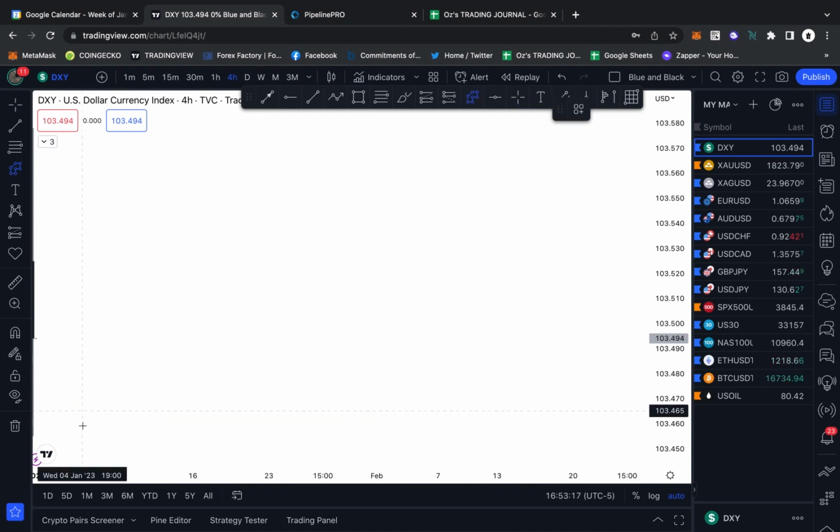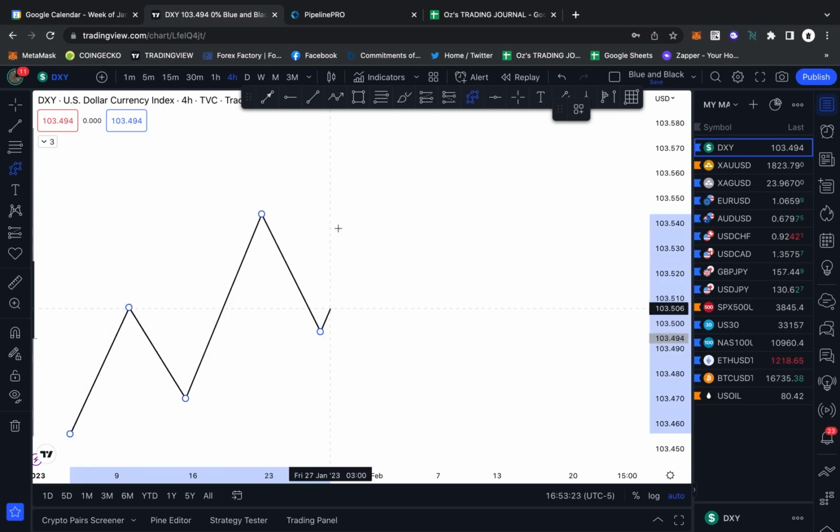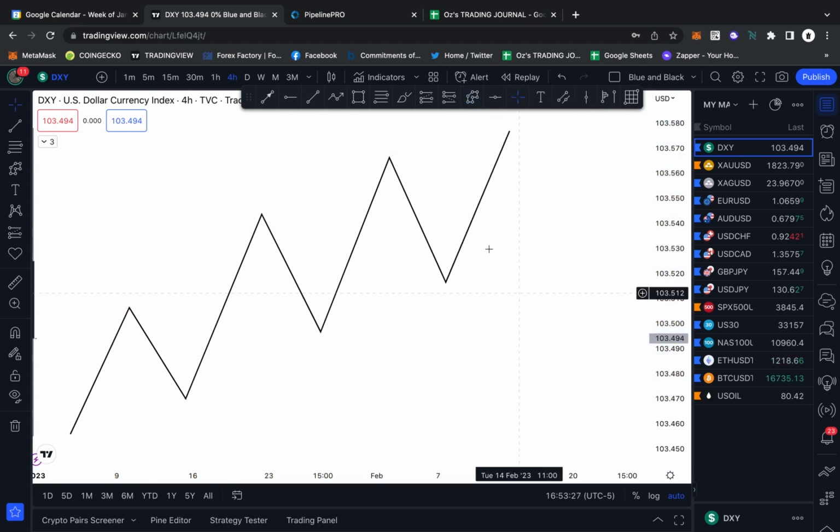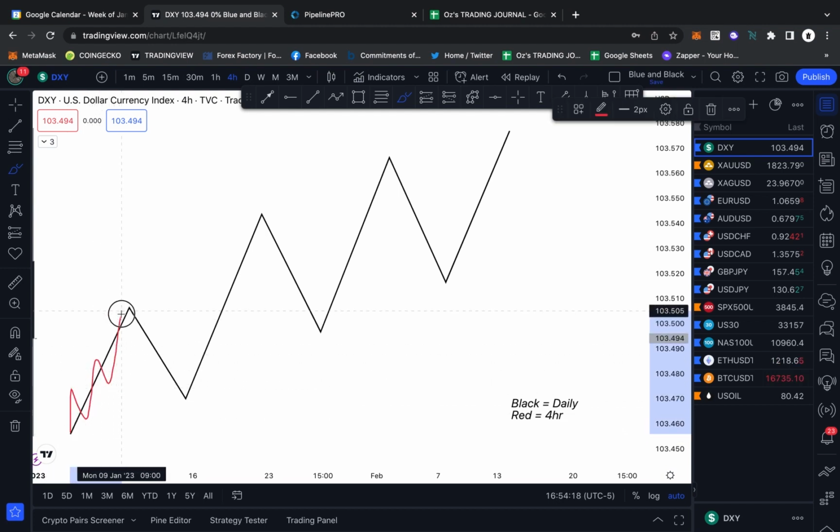Alright, so I'm going to start and I'm going to draw higher highs and higher lows, right? And we're going to say that the black is the daily, okay? All right, so the black is daily, and the red lines that I'm about to draw are going to be the 4 hour, and I'm about to illustrate to you what I mean. This red right here would be the 4 hour, right?